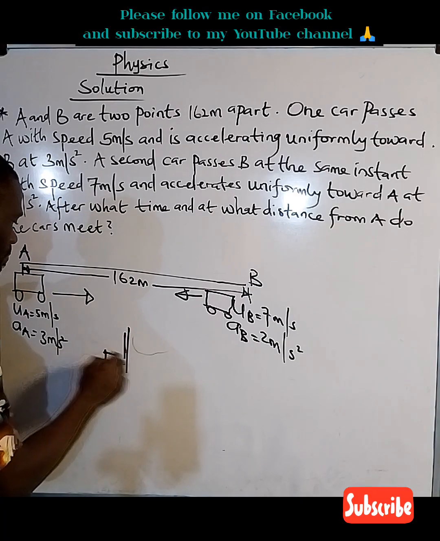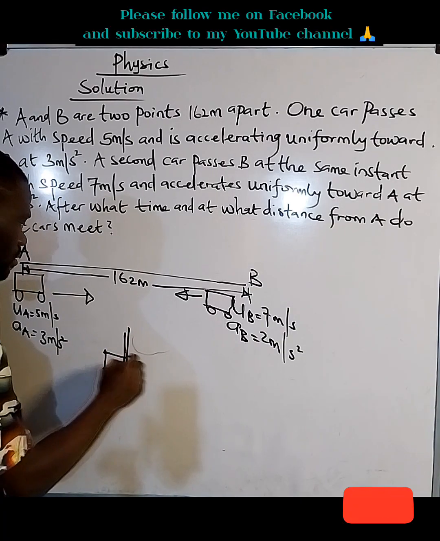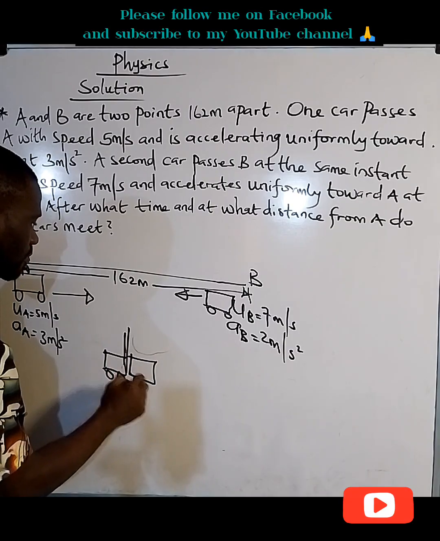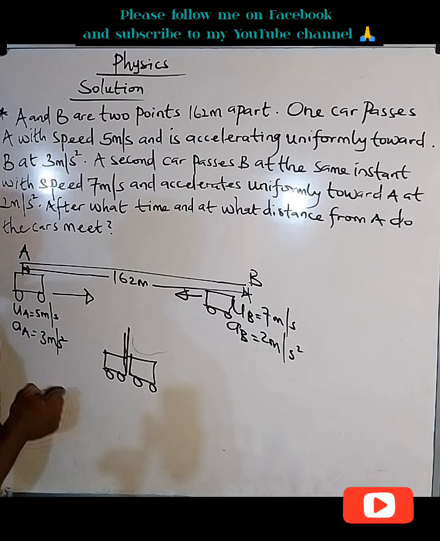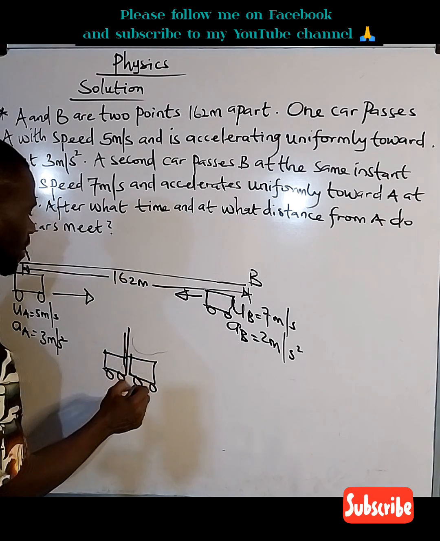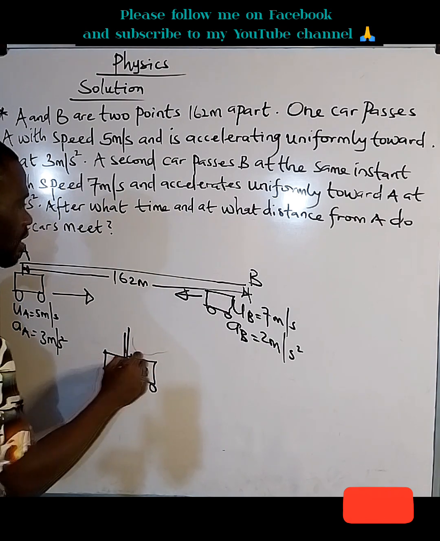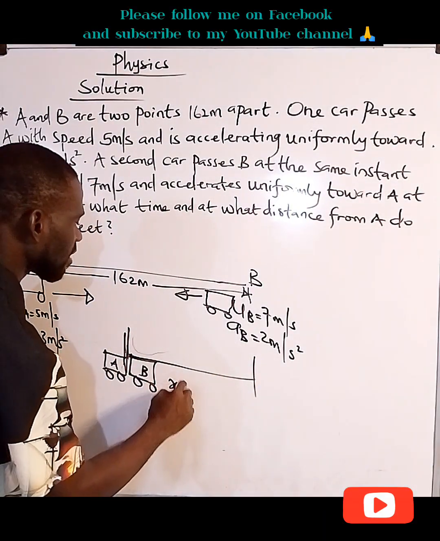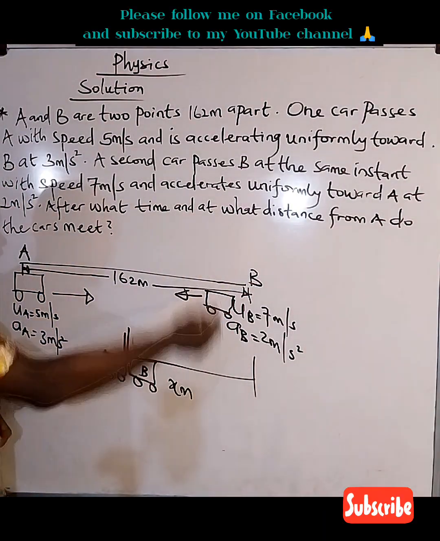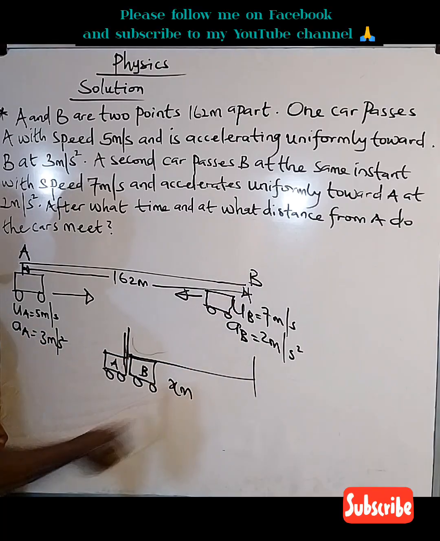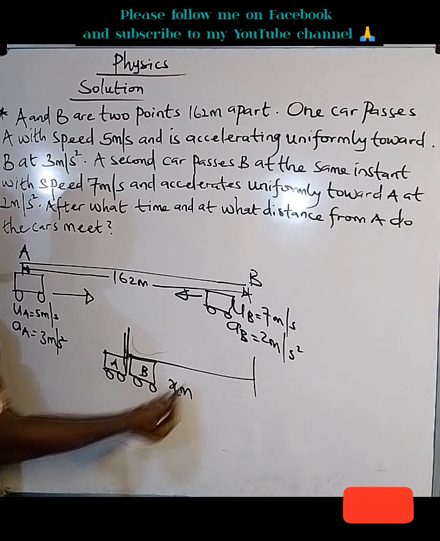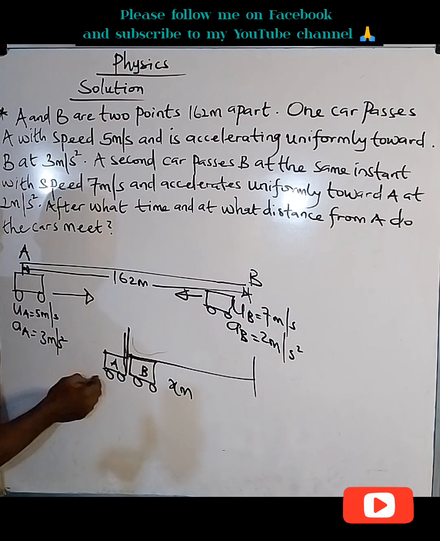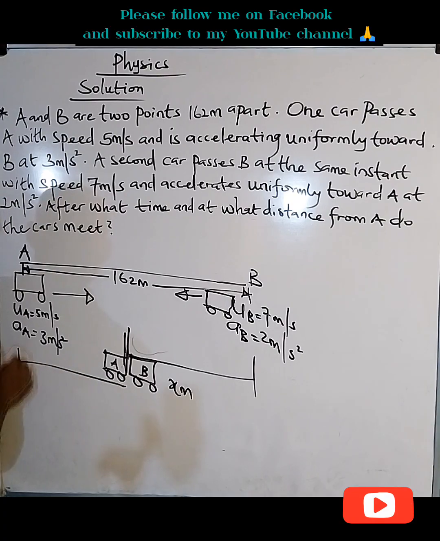So let's say the two cars meet at this very point, but we don't know the distance, so we're just going to assume. Let's say this car B was about X meters away from checkpoint B. So if this car B is X meters from checkpoint B, it means that car A will be how many meters?